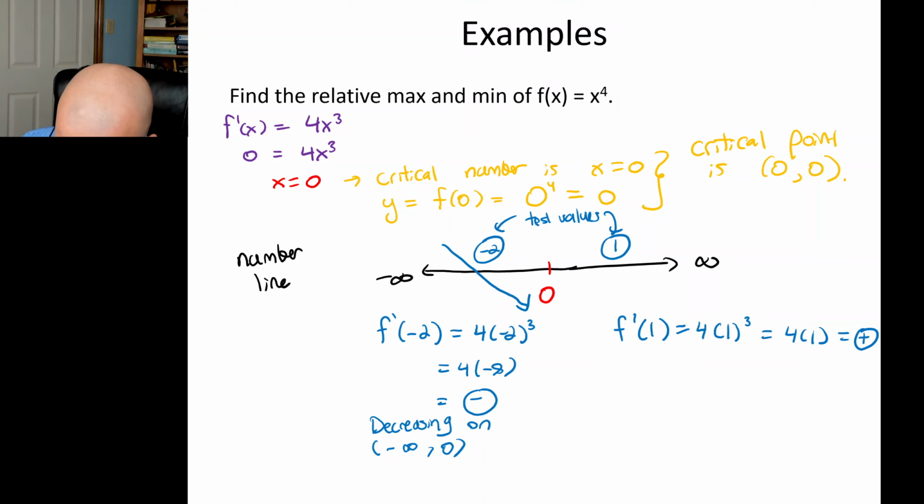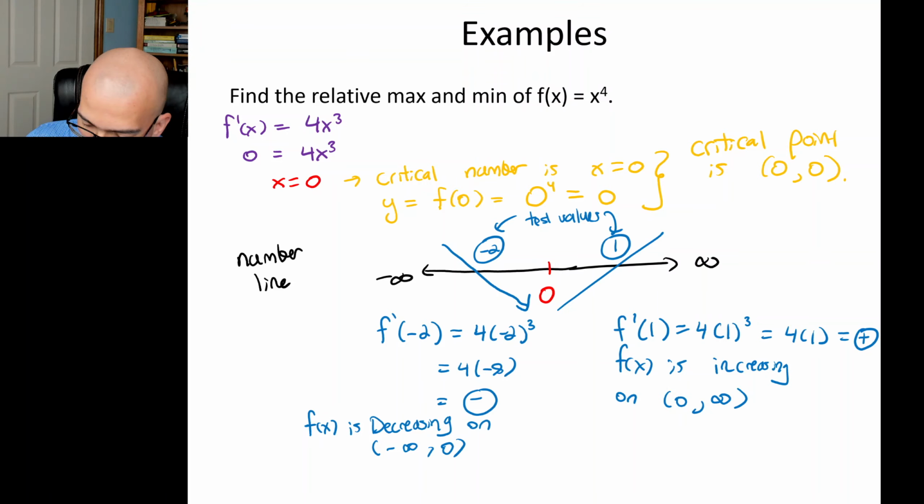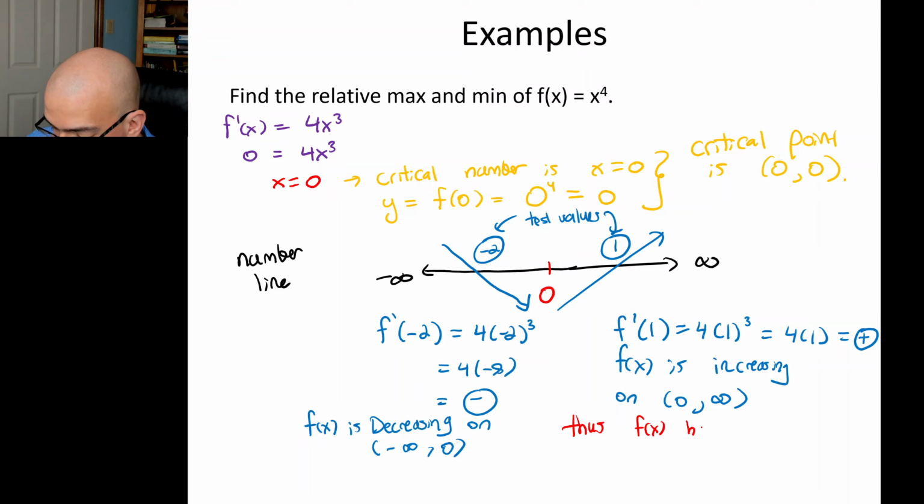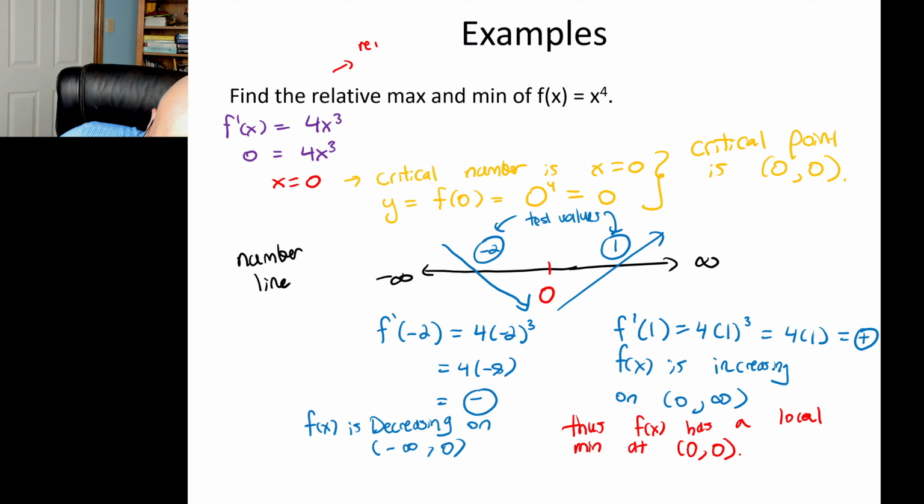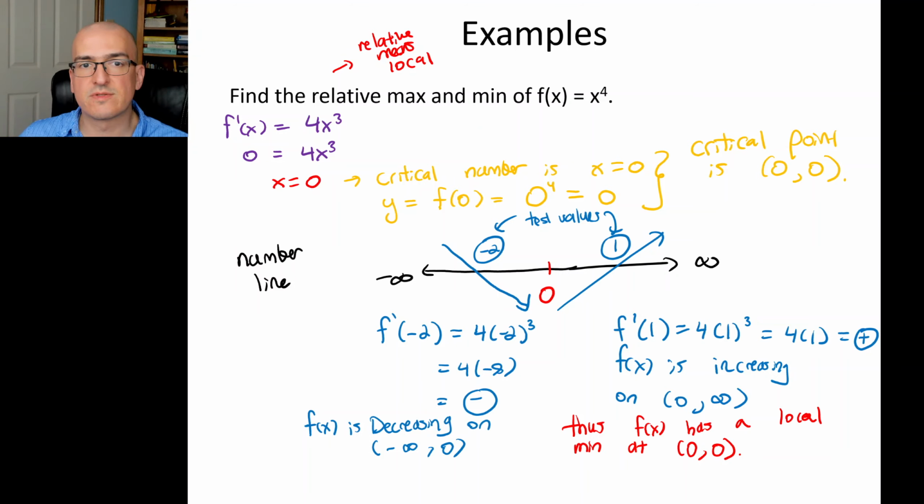So f of x is increasing on the interval from 0 to infinity. So up arrow. We have it switching from decreasing to increasing. Thus, f of x has a local min at (0, 0). That's it. And again, relative means local. They're just synonyms. They have the same meaning. And we'll continue in the next video.